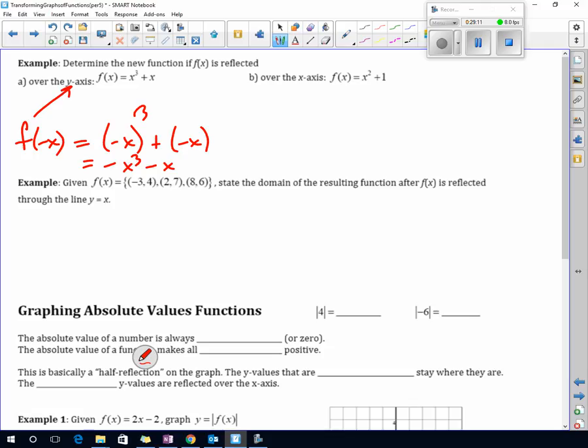And put a negative in front of the whole thing, but make sure you use a bracket. So negative bracket x squared plus 1, which becomes negative x squared minus 1.